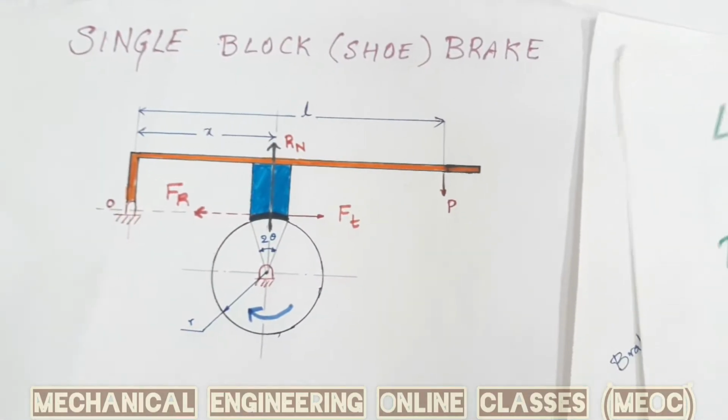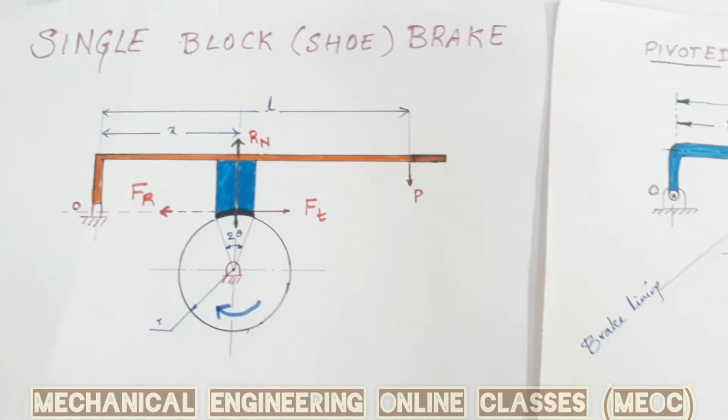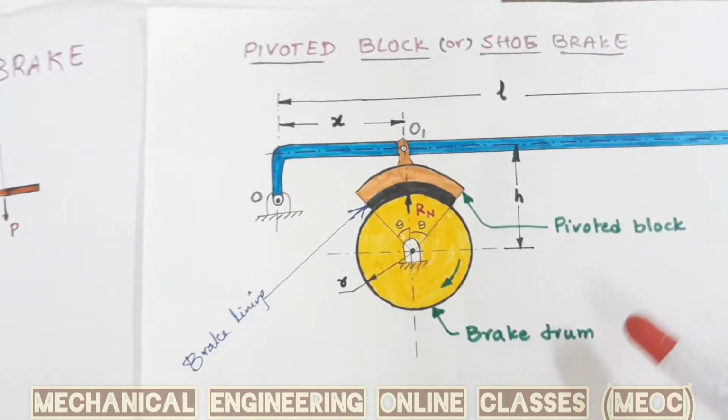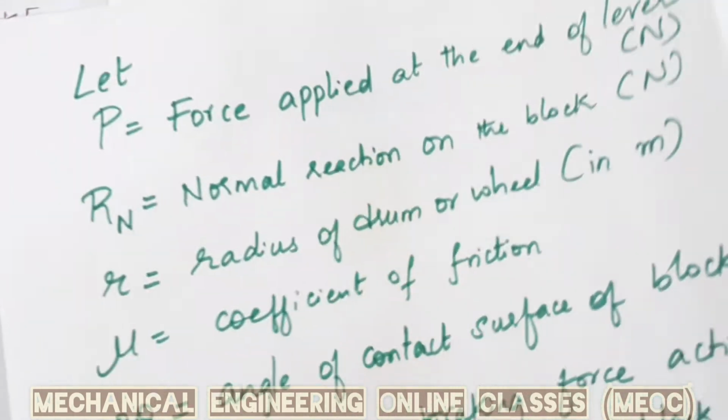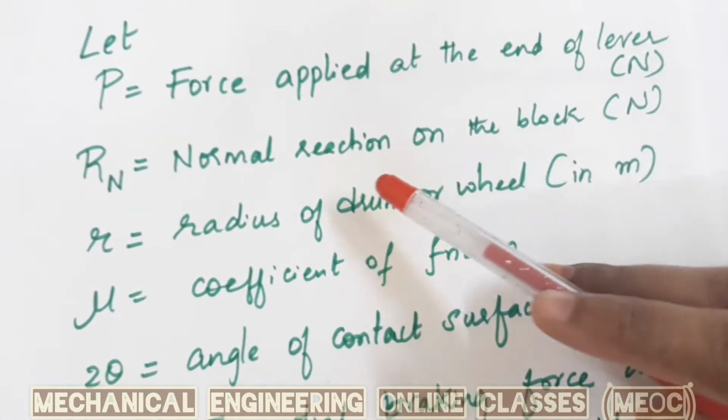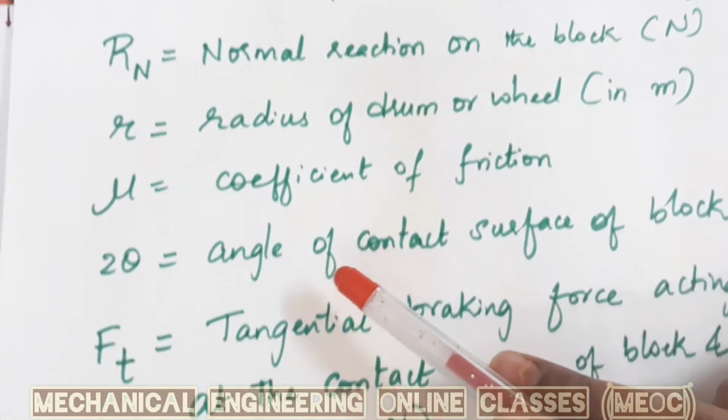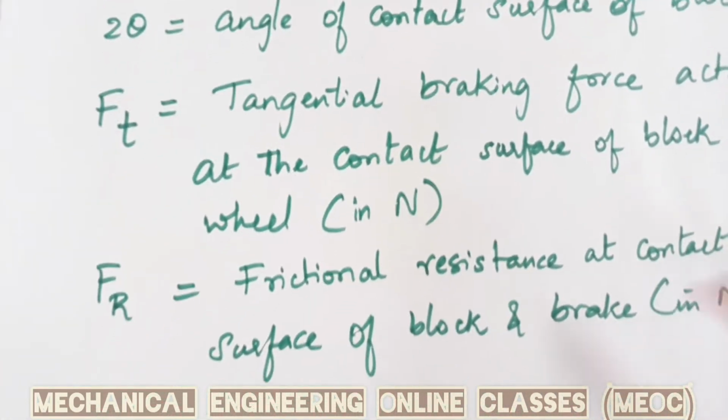Like a simple shoe brake, our pivoted shoe brake also will have all the same terminology and notations: P, Rn, small r, mu, 2 theta, Ft and Fr.